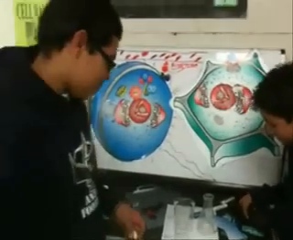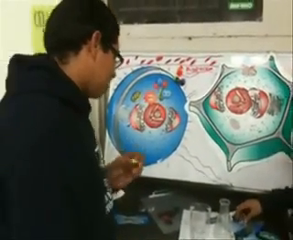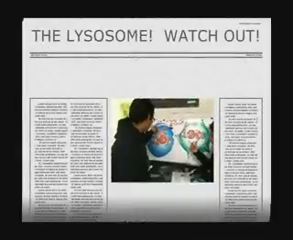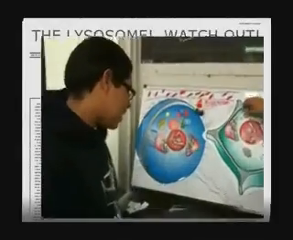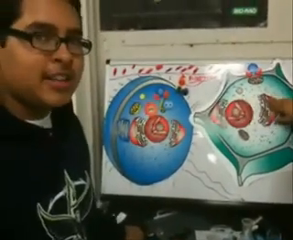This is a very important but dangerous part of the cell. It's called the lysosome. It's like around there. A lysosome breaks down food and recycles unwanted things.